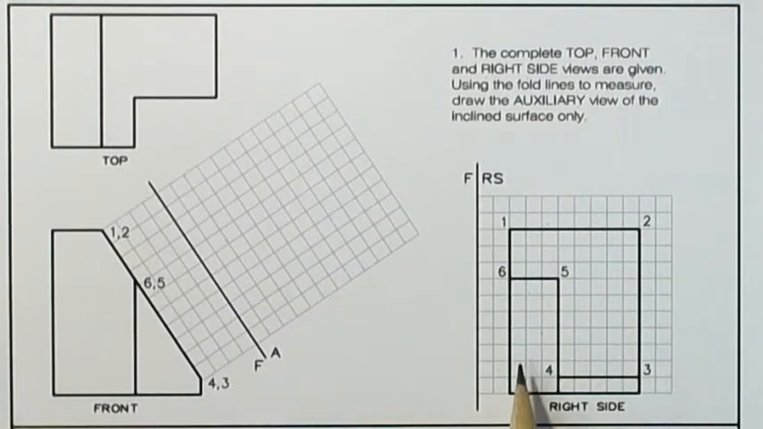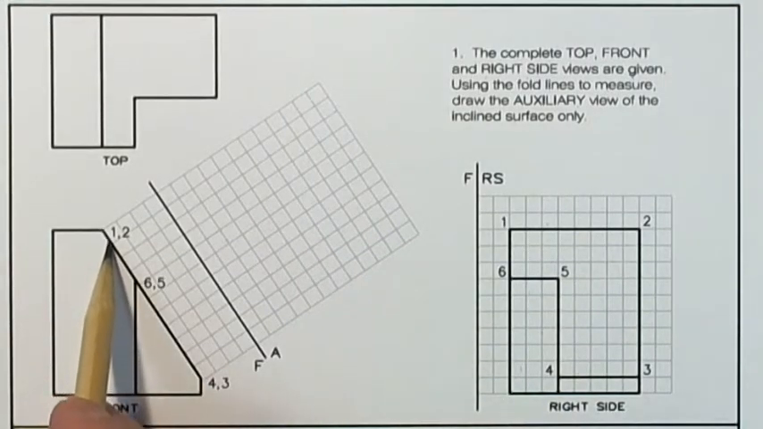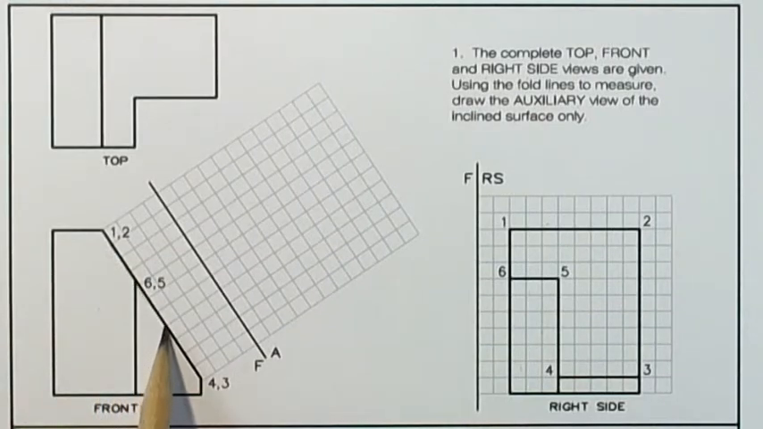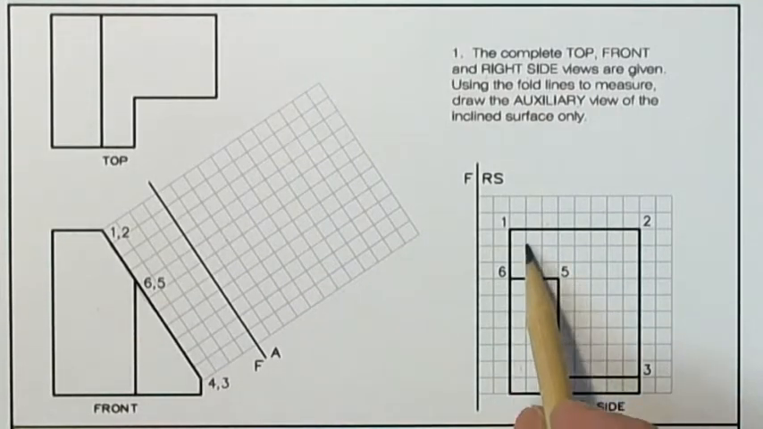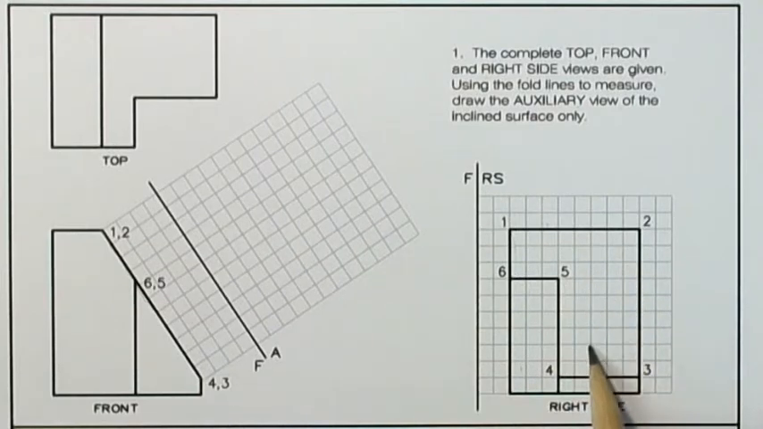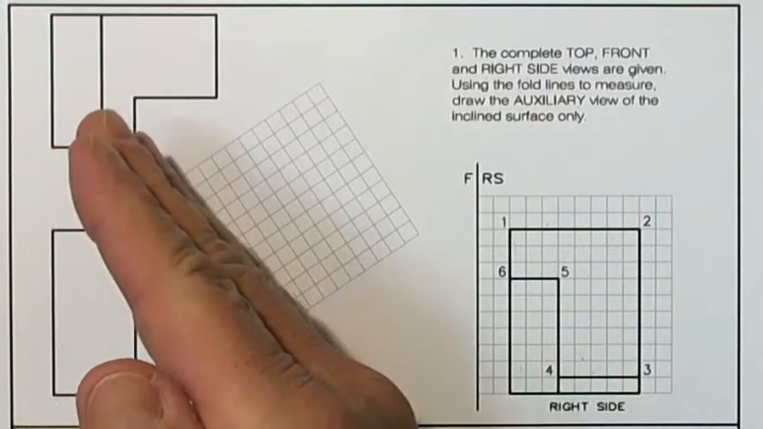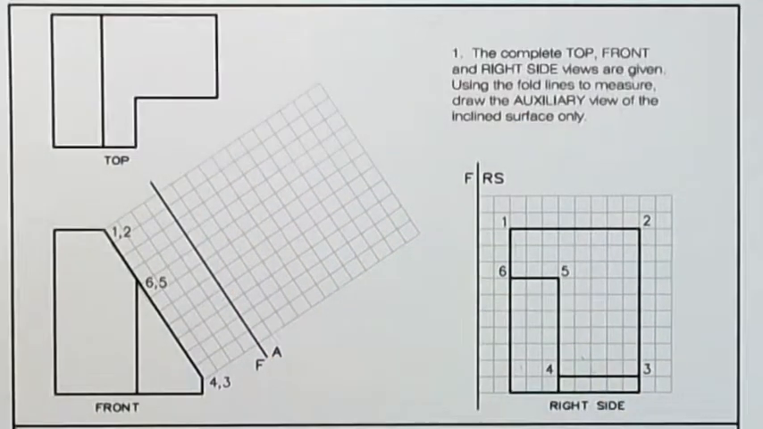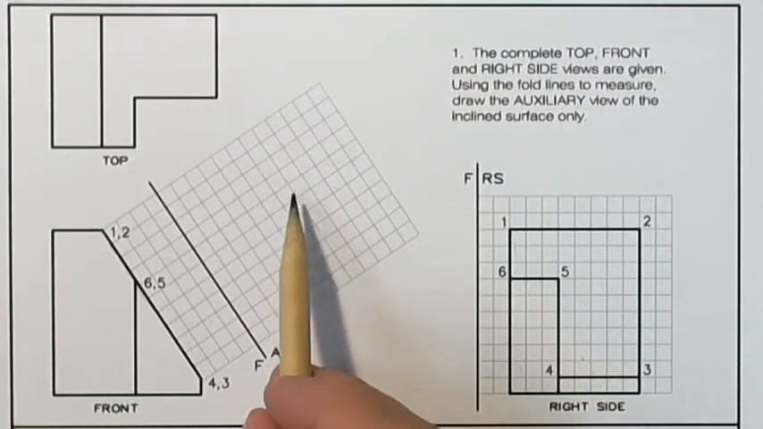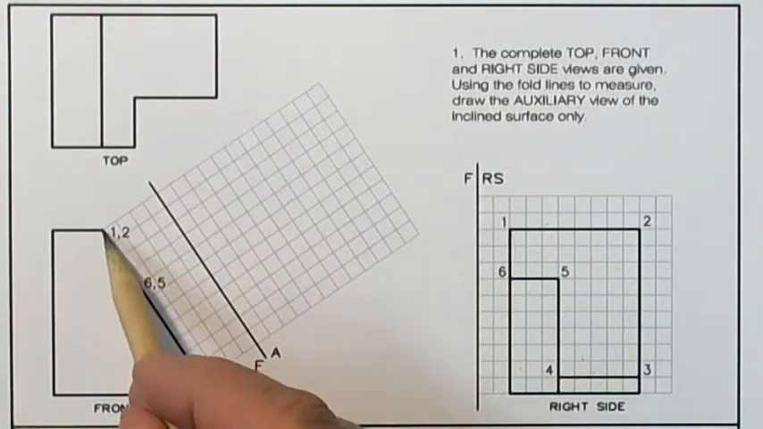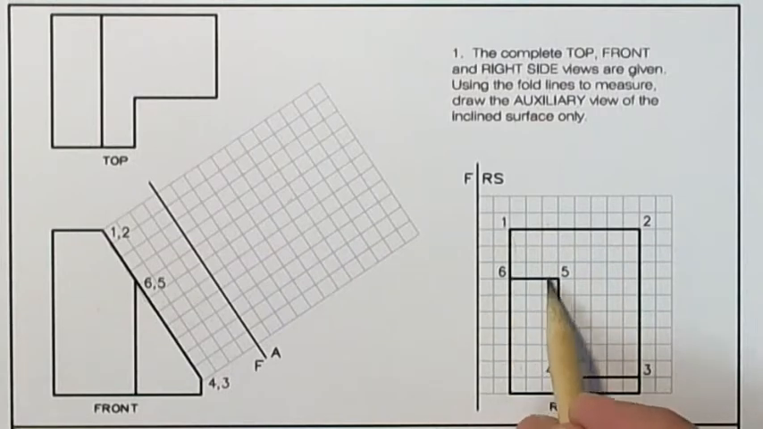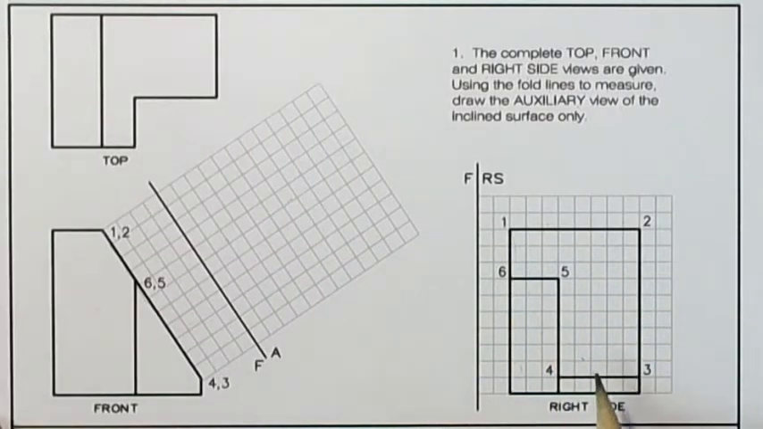The first thing to realize is that the inclined surface, not an oblique surface, but an inclined surface, appears here as an edge view. Over here, I can see the inclined surface foreshortened in the right side view. So all we're going to do, we're going to take our inclined surface, move it out here, and lay it flat and have it true size and shape in the auxiliary view. Since I have my points already located, it makes it very easy to do.